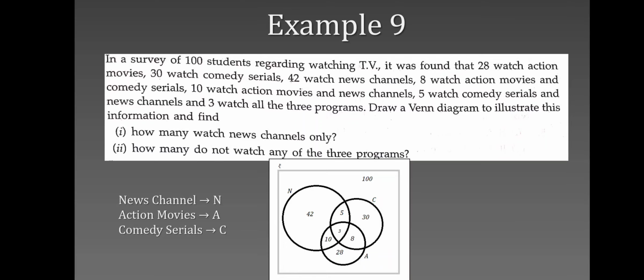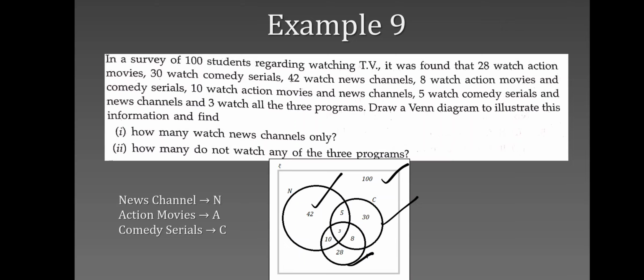So this is exactly how you should do it. See, the universal set contains 100 students, so that is written there. So this is exactly what we have done. This is 100 students. Set A contains 28 students, so that is written there. Set C contains 30 students. Set N contains 42 students. And then all the intersection values are written inside. Okay, that's how you represent this whole data inside a Venn diagram. Clear?